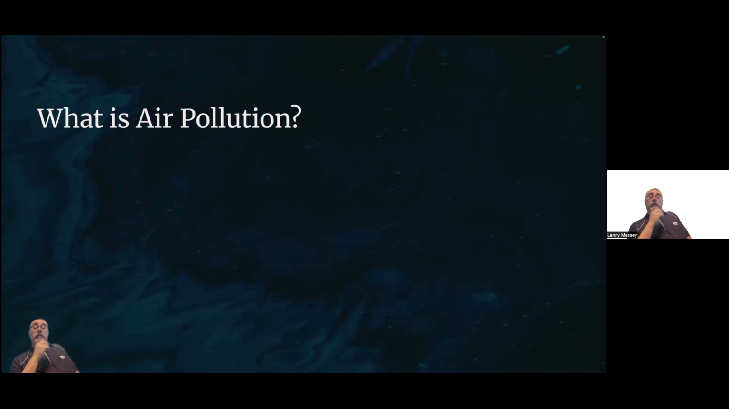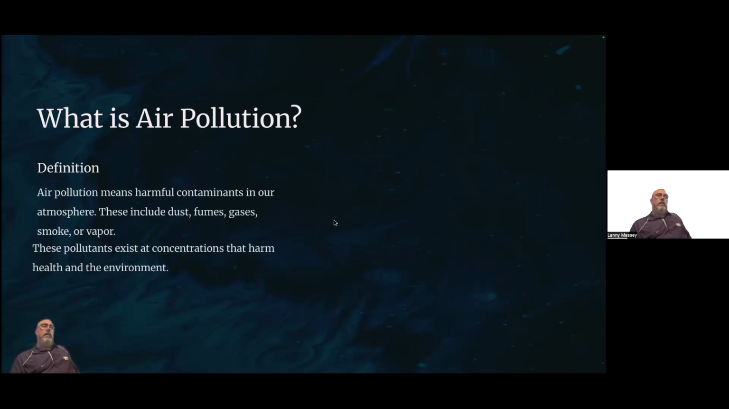Oh, that's a very short and concise definition, but I appreciate that, Isaiah. Contamination of the air, that is definitely a very concise definition and very poignant. So yeah, it's kind of hard to make it any simpler than that. But by definition, air pollution means harmful contaminants in our atmosphere, which include dust, fumes, gases, smoke, or vapor. These pollutants exist as concentrations that harm health and the environment.